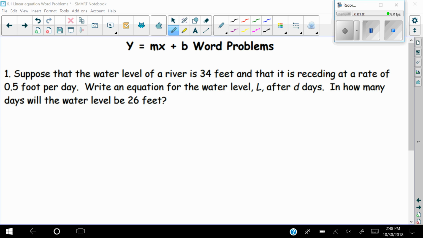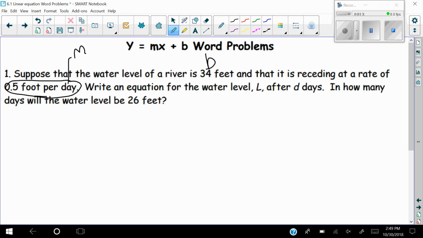All right, so as you can see, it's probably the easiest thing to do is find out B, where it begins. So the water level begins at 34 feet. So I'm going to put B right here, B for 34 feet. Next thing is, how is it moving? It's moving 0.5 feet per day. So it's going to be multiplied against 0.5 feet per day. So right here, I'm going to label that my M.